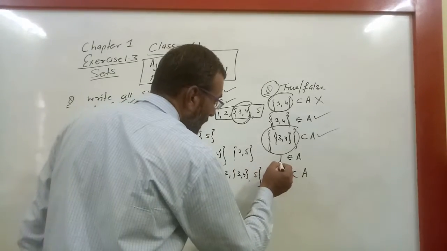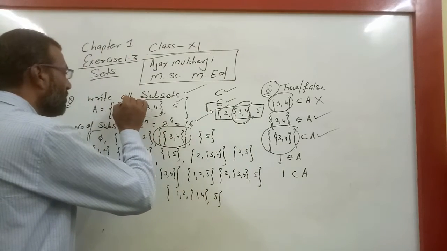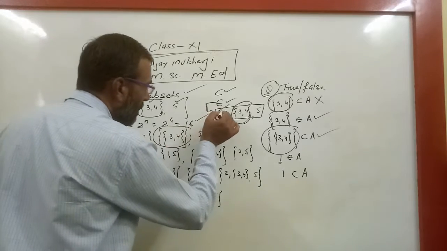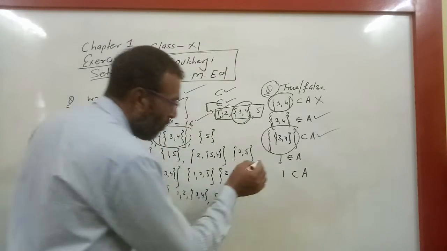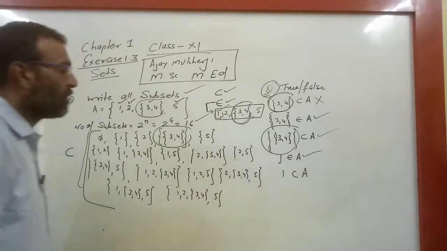And now we discuss the ones with 1. One belongs to, and 1 is an element. These are the elements: this one, this one, this one, and this one are elements. And an element always belongs to. So 1 belongs to A. This situation is also correct.